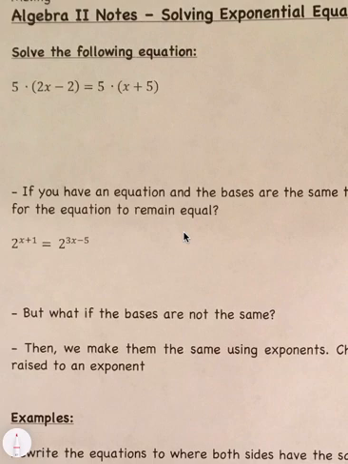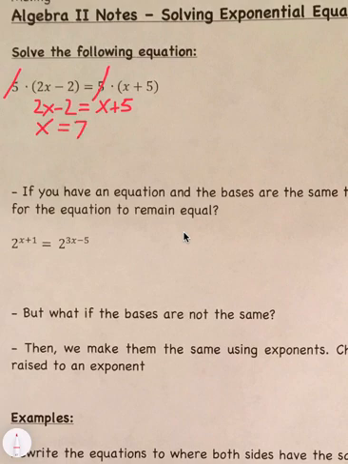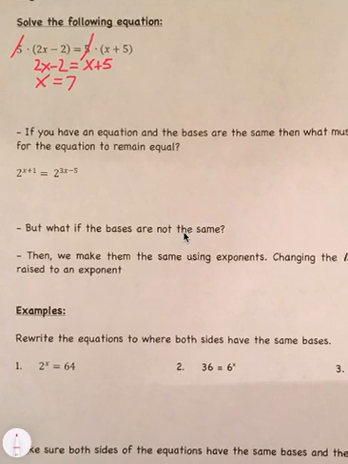Well, if you're like me, you cross out the 5's because you divide by 5. And so then you would say 2x minus 2 equals x plus 5 and go from there. So you'd subtract x and you'd add 2 to both sides and you end up with x equals 7. So when we're solving exponential equations, it's very similar to that same thing.